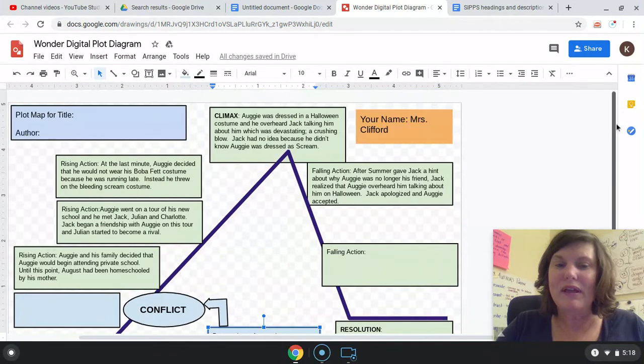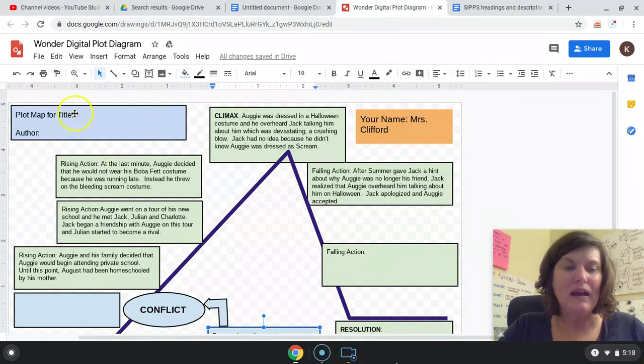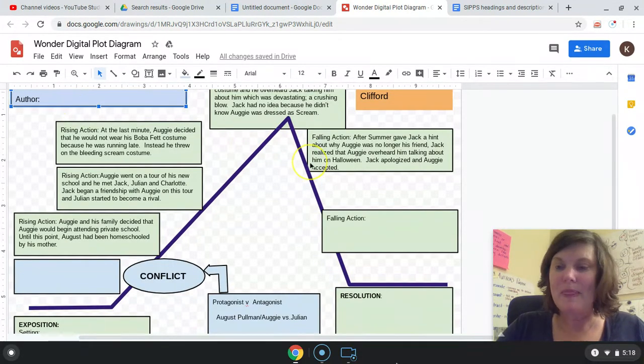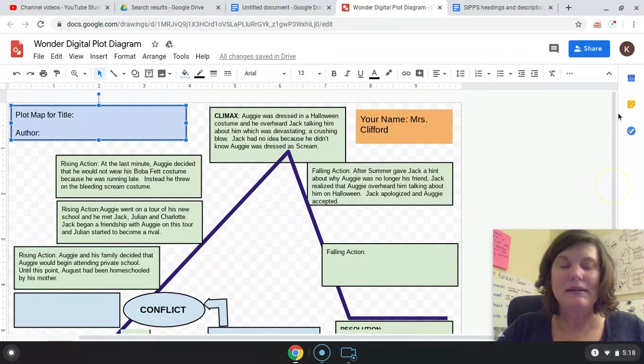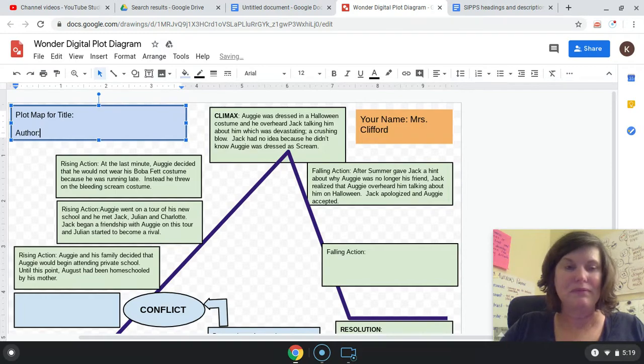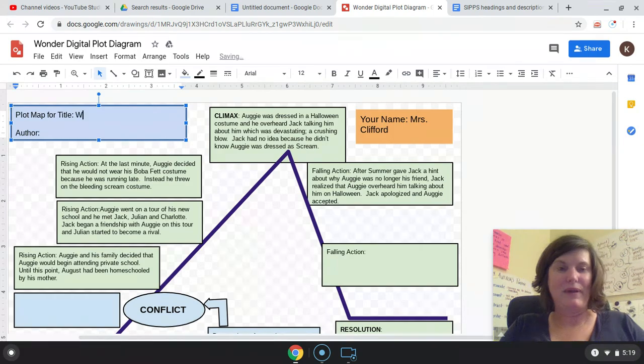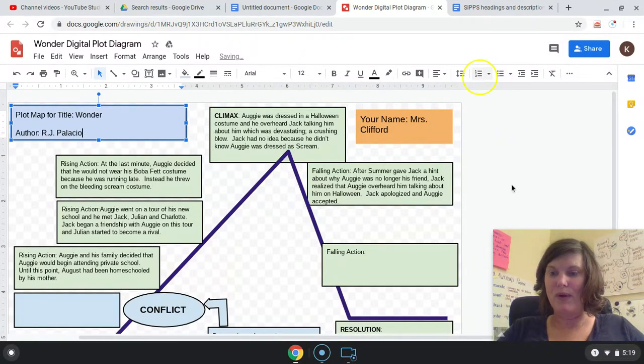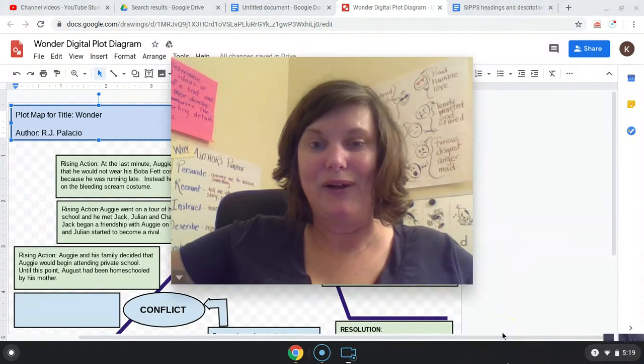All right, there's one other quick thing I wanted to add to our plot diagram. Let's see if I can get into this text box here. That's just simply the title of the story, which is Wonder. Oops, wrong spot. Why is this not working? Let's try this again. Here we go. Wonder. And then we know the author is R.J., and I believe it's pronounced Palacio. Okay, let's get back to our read aloud.